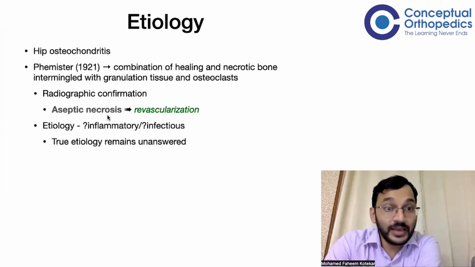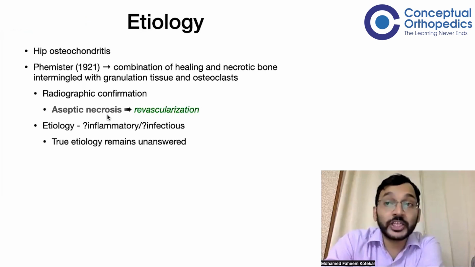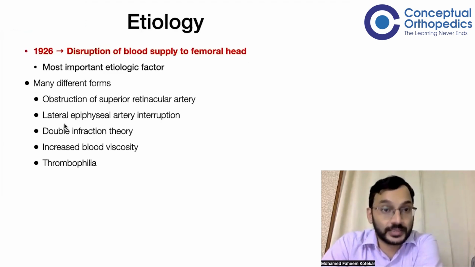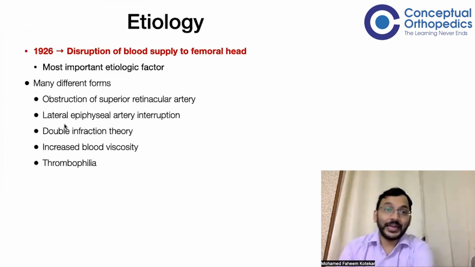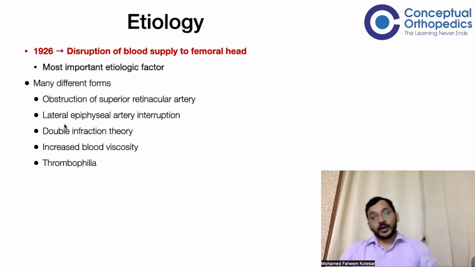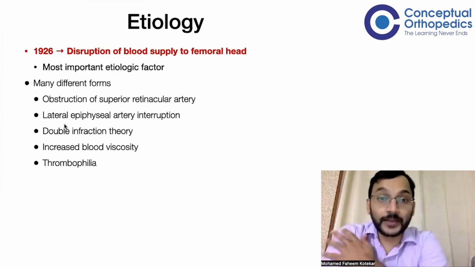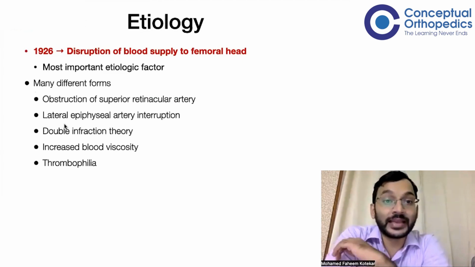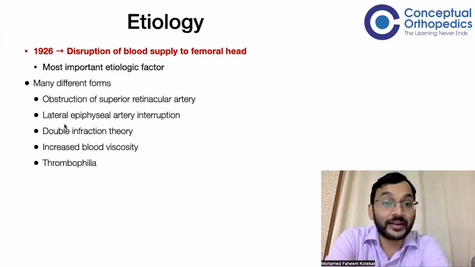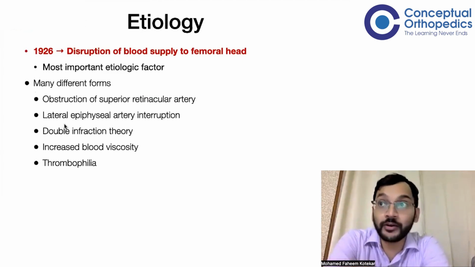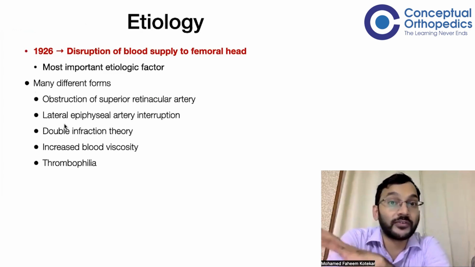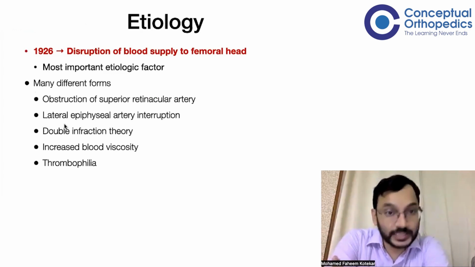Okay, however, Femister did not tell us whether this condition was due to an inflammatory condition or an infectious condition, and the true etiology remained unanswered even after the histopathological analysis. Then later in 1926, the theory that disruption of the blood supply to the femoral head is the most important etiological factor came out as the forerunner leading to Perthes disease.